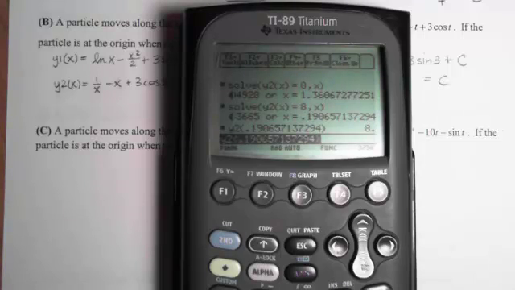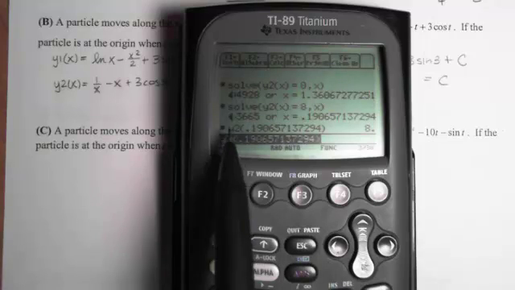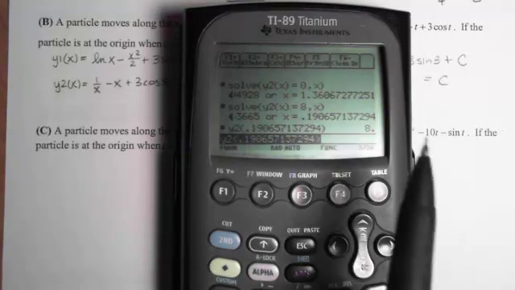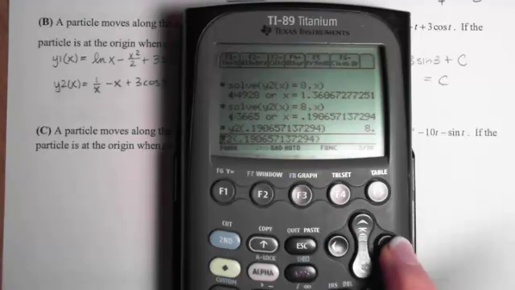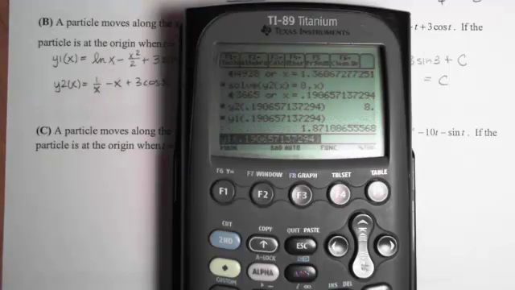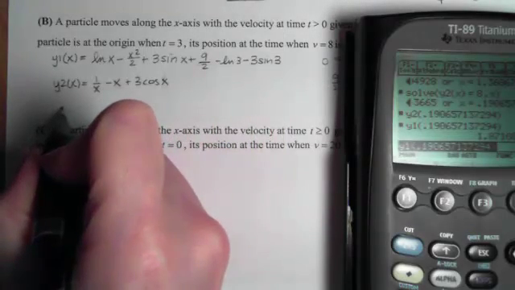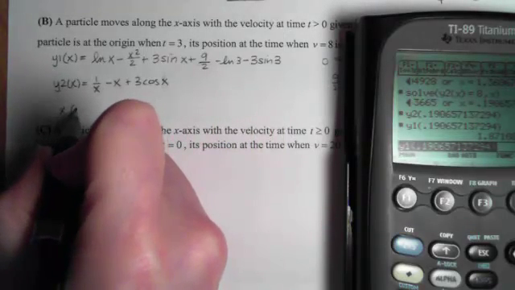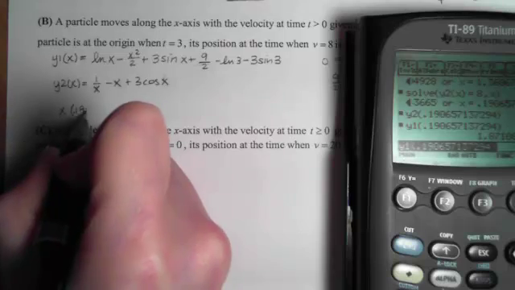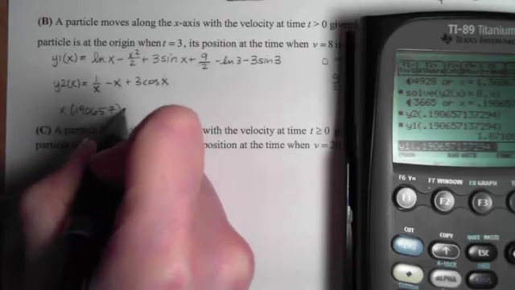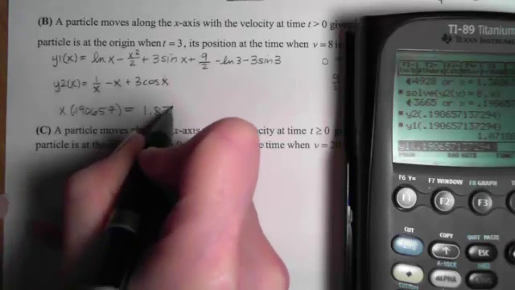Oops, I plugged it into y2. I should have plugged into y1. We just verified that the velocity is indeed 8 at that time. What we want is the position at that time. So we want to plug that number into y1, and we get 1.871. So the position at the time 1.90657 equals 1.871.